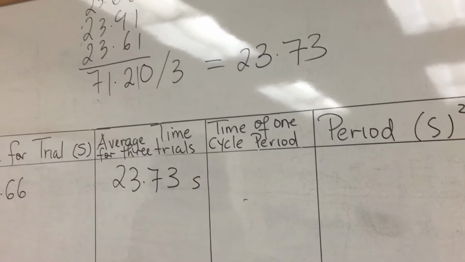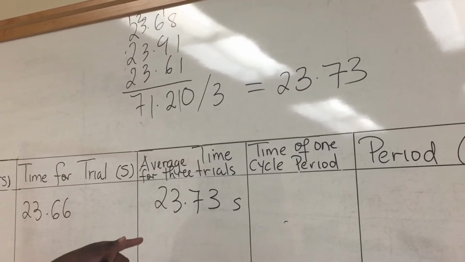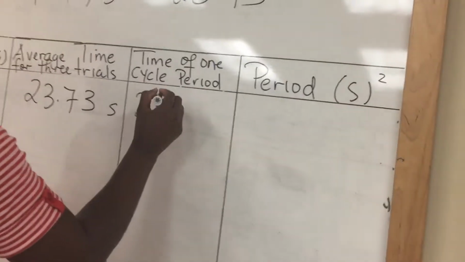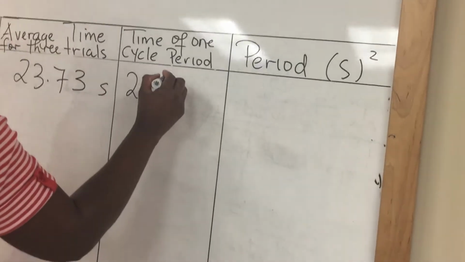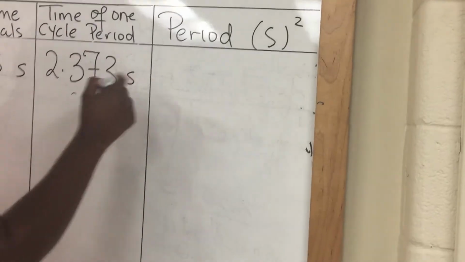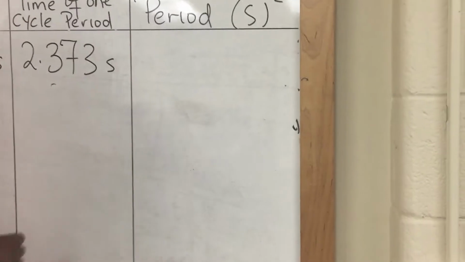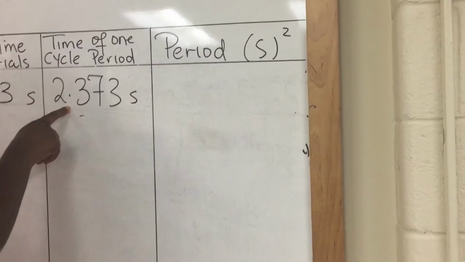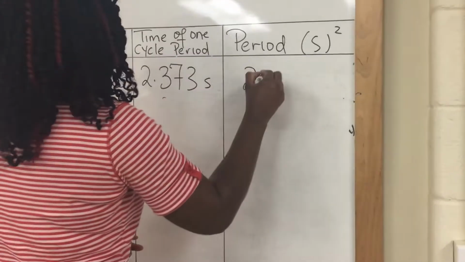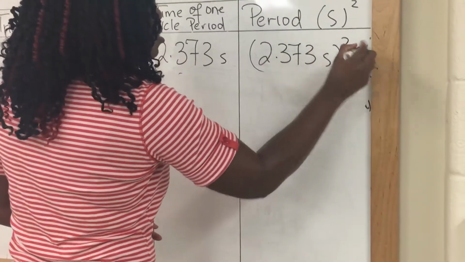Now the time that it takes for 1 cycle is the average time for 3 trials divided by 10. So here we will have 2.373 seconds. And then I'm going to leave you to do this column on your own. So all you're doing is squaring the time it takes for a period. So you're going to square 2.373 seconds and put the value in.